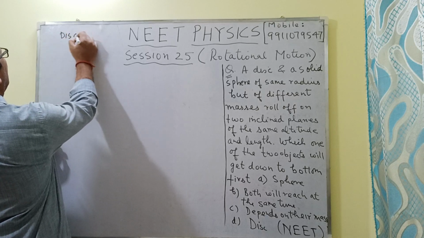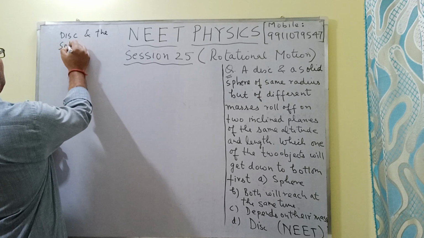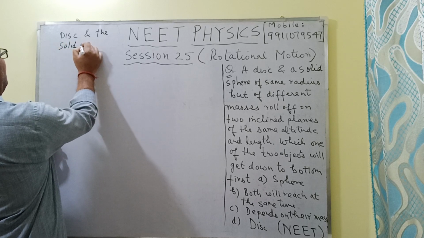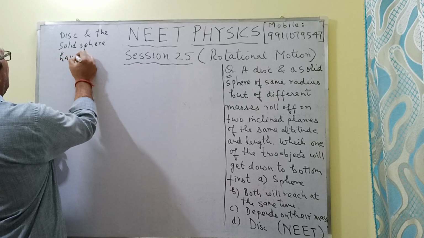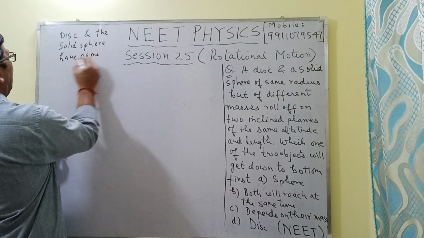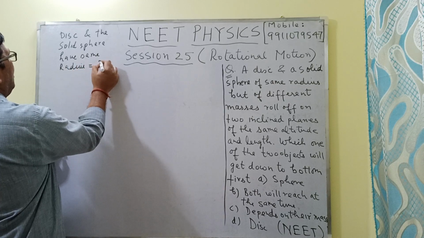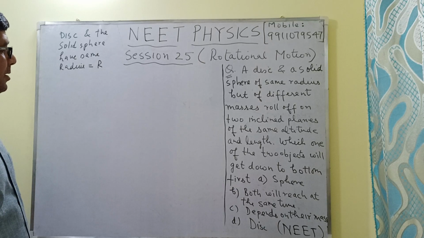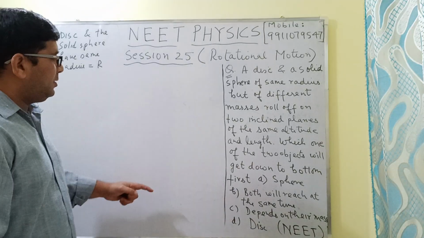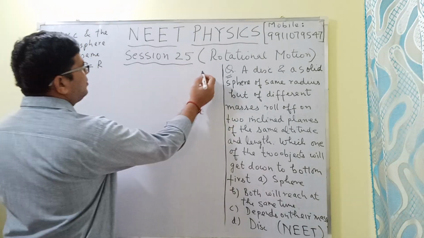The disk and the solid sphere have the same radius. Say it is R, first thing, and the inclined planes have the same altitude and the length.